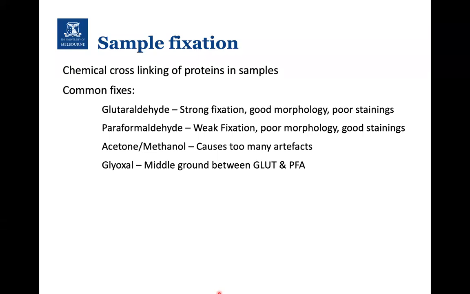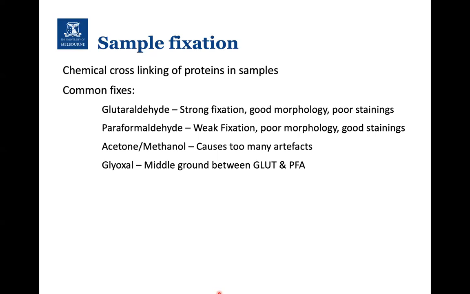When we're fixing our samples, we're creating a chemical cross-link between proteins within the samples. This stops the samples from degrading, kind of captures it in a moment, I guess, that we can then use to stain later on. Some of the common fixes which are used are things like glutaraldehyde, which is a very strong fixative, but doesn't always provide good morphology, but poor stainings. Another common one is paraformaldehyde, which is a weak fixer, but provides poor morphology, but good staining.